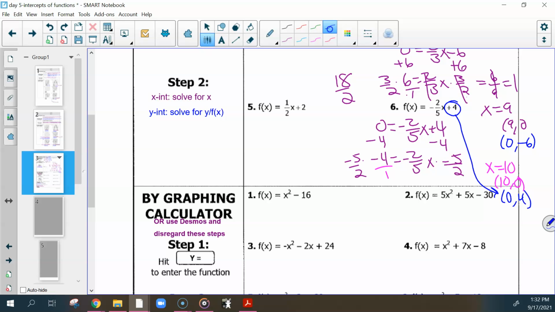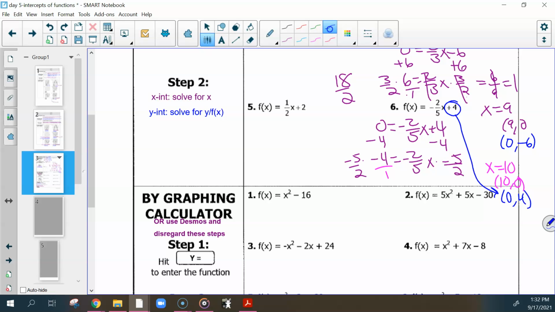Where'd you get 10 and -4? This 4 came from this. This 10 came from -5 times -4, which is +20 over 2. For sure. So how do you split -5?